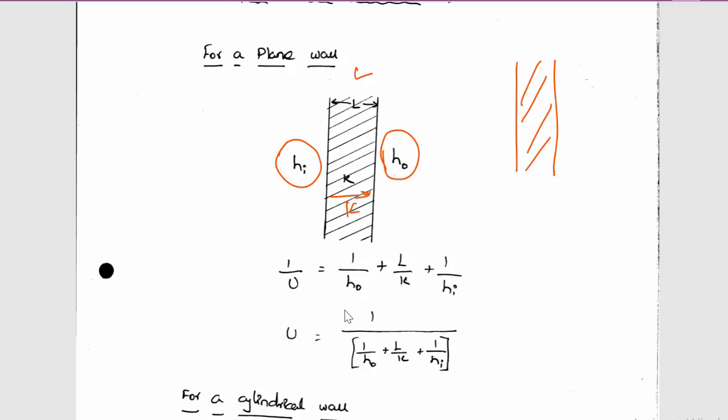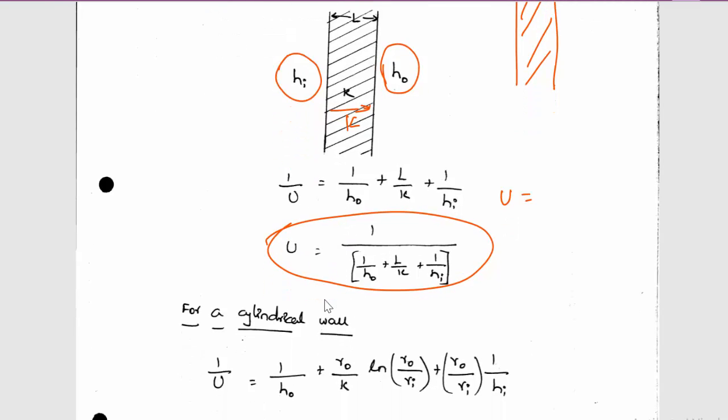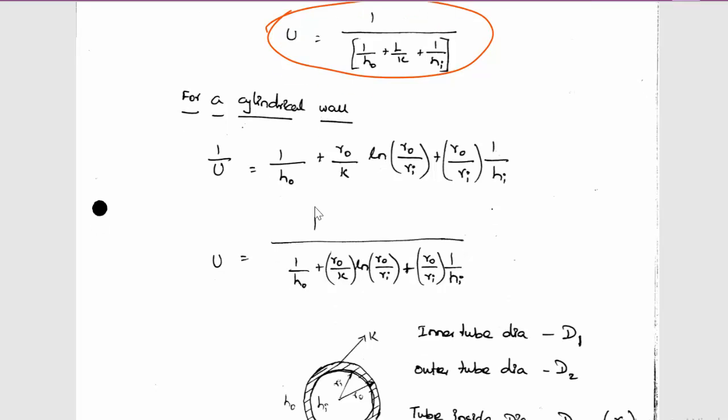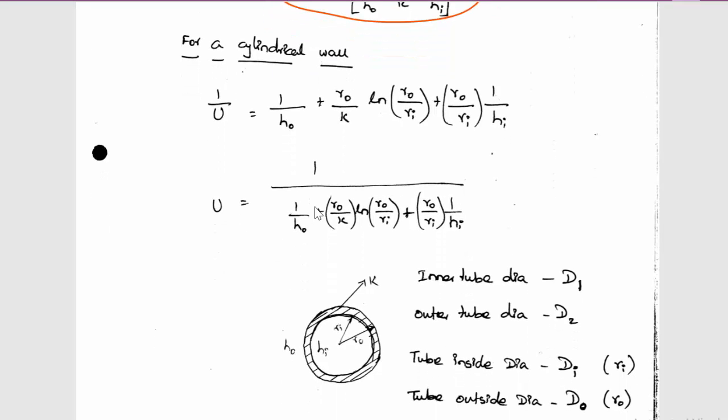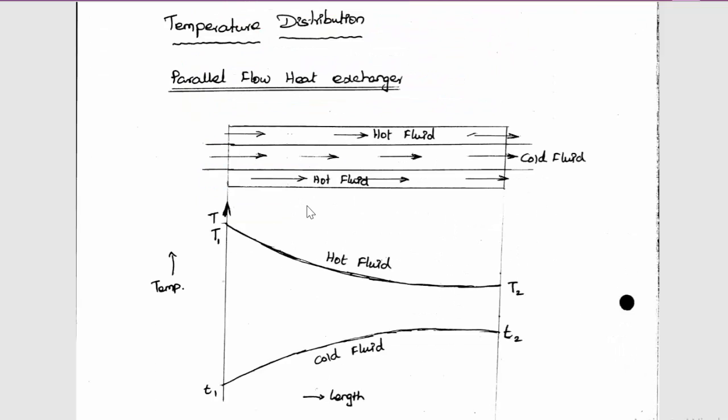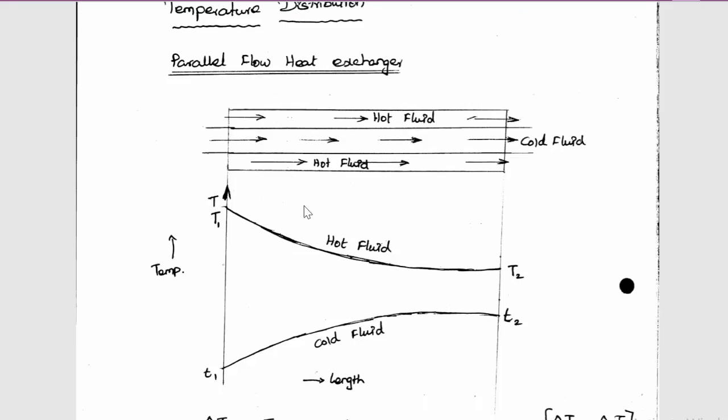So I am rearranging the equation for U. So U equal to 1 divided by the bracket 1 by H0 plus L by K plus 1 by Hi. Similarly, for a cylindrical wall condition, you can write the same equation from the plane wall, for the composite cylinder. This is the equation you can get from the composite cylinder, and this equation can be rearranged like this. Then here it is very important: the temperature distribution in parallel flow heat exchanger and counter flow heat exchanger.